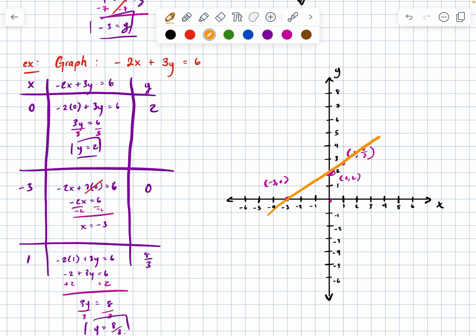So we're going to connect our points. Last thing I need to make my graph correct. So I've got my line. I have to put my arrows on either side to show it is continuous. Very good. Beautiful. That's it. Congratulations. We graphed negative 2x plus 3y equals 6. Yay!